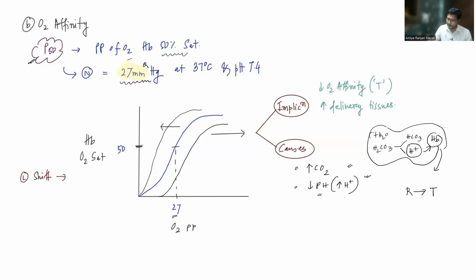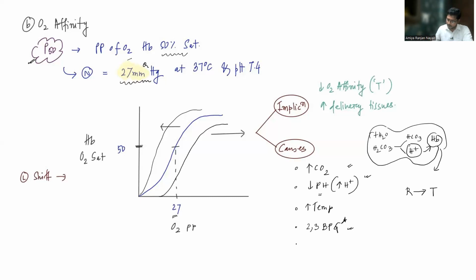Similarly, if there is a decreased pH, mostly because of lactic acid, which is a product of anaerobic metabolism, decreased pH is associated with increased H plus, and that can directly bind to hemoglobin and convert the relaxed form to the taut form. It will cause a rightward shift and release of oxygen to the tissues. Similarly, whenever there is increased temperature, and one very special molecule, 2,3-BPG, 2,3-bisphosphoglycerate, which we have also discussed previously, this molecule can shift the curve towards the right and release the oxygen.